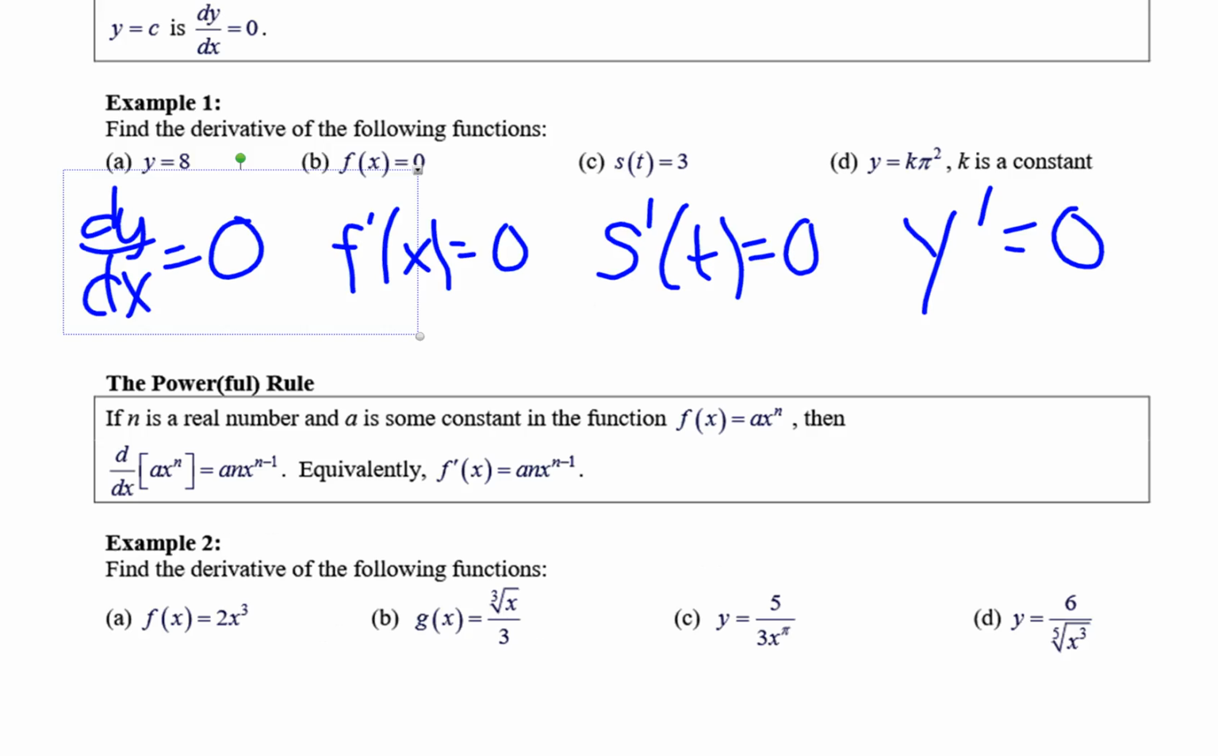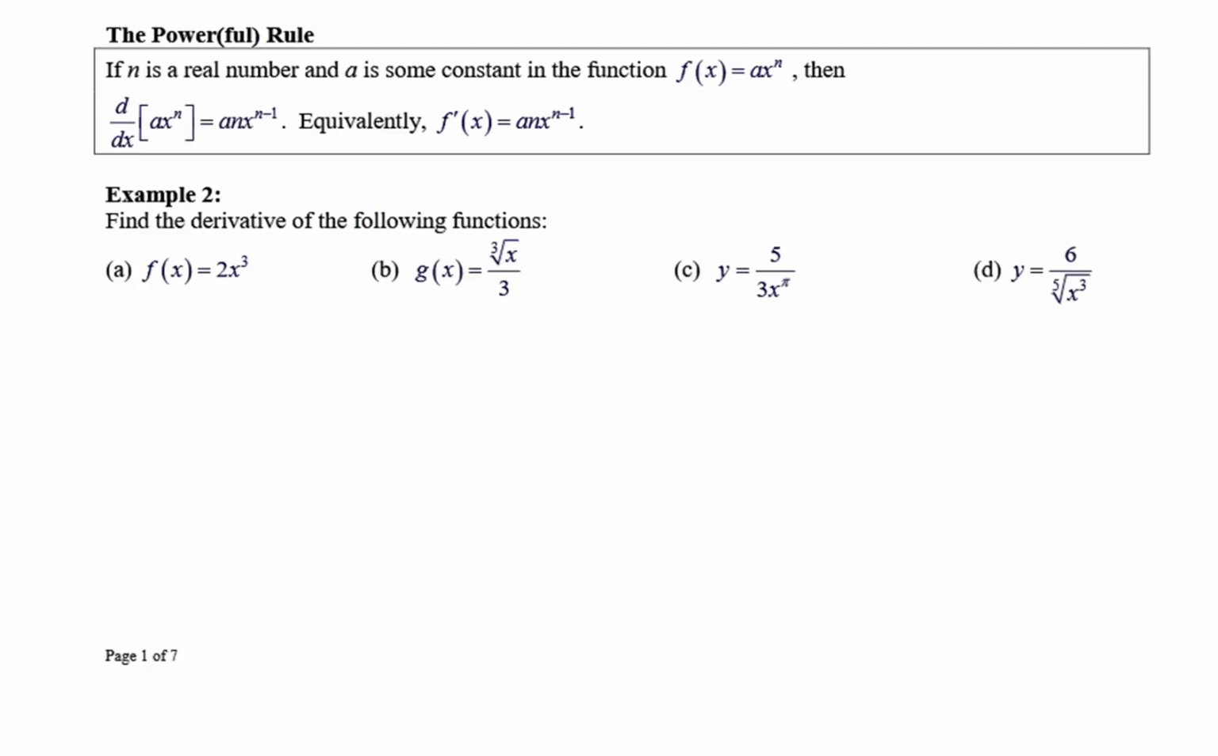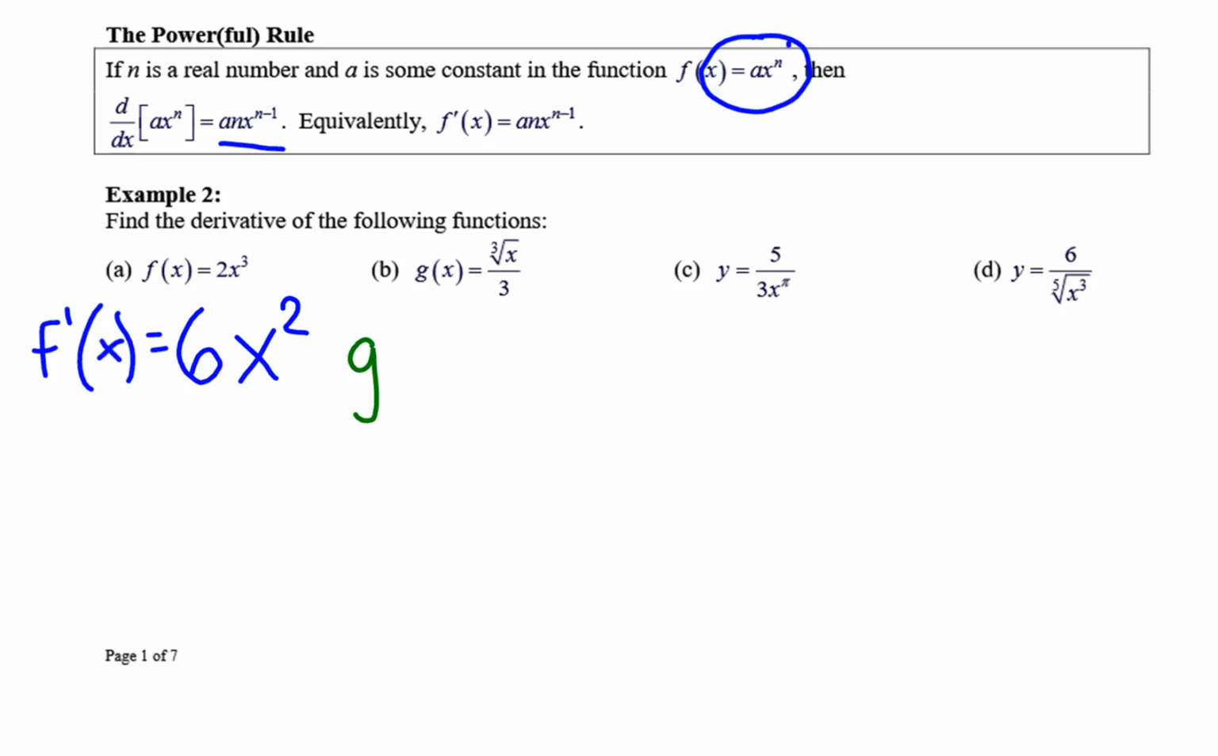Now we have the power rule. This is going to be extremely helpful. If you have something written in this form, then the derivative is this. So if we have f prime of x here, all you do is you take your exponent, 3 times 2, you get 6, and then you subtract 1 from the power. Okay, this one looks a little bit tougher because it's not written as nicely.